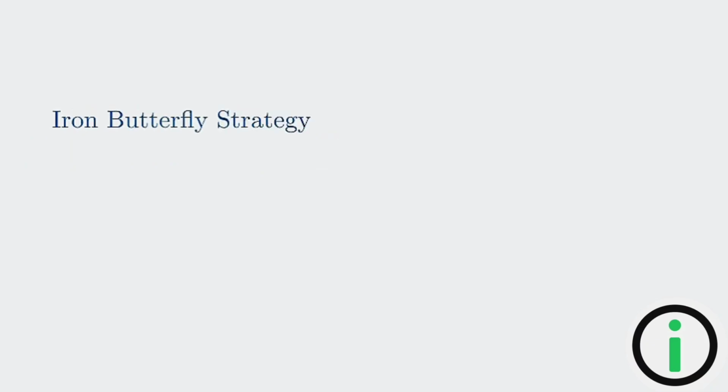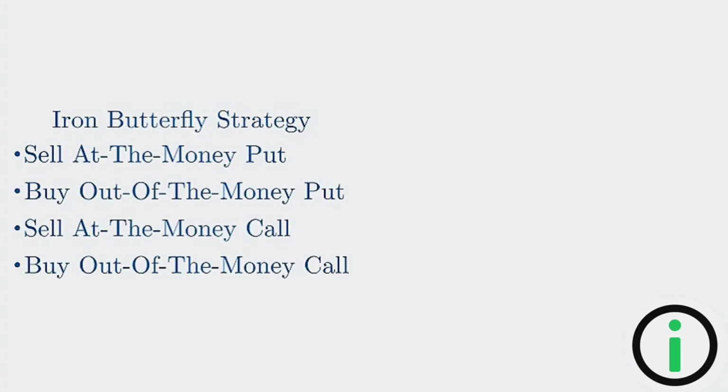The iron butterfly is a more aggressive cousin of the iron condor. If the iron condor is a wide net, the iron butterfly is a precise target. To build an iron butterfly, you sell an at-the-money put, buy an out-of-the-money put, sell an at-the-money call, and buy an out-of-the-money call. Here is the payoff chart.